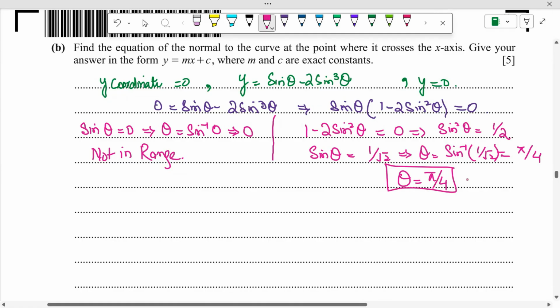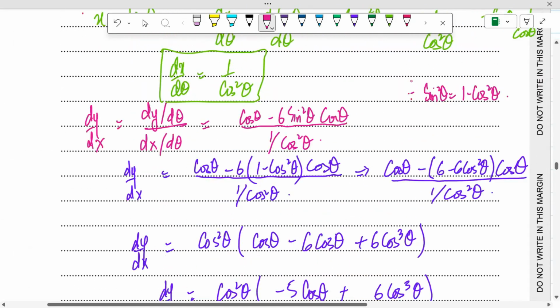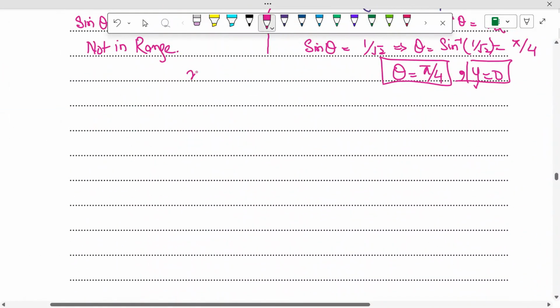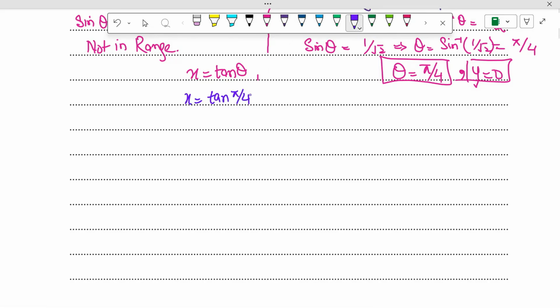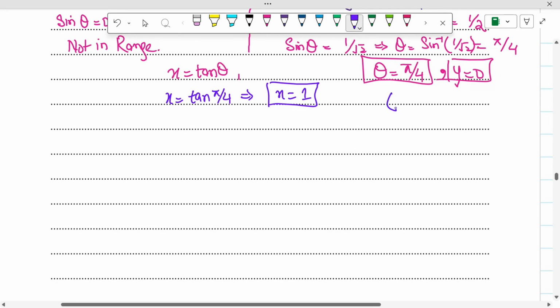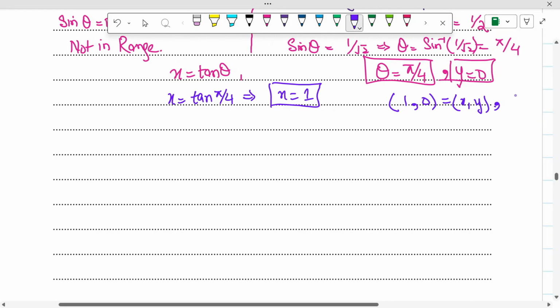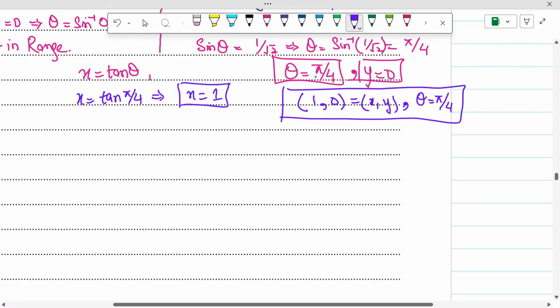So we have the y coordinate equal to 0, and we have theta, which is pi by 4. We need to find the value of the x coordinate. So the x coordinate can be calculated by using this equation, which is x is equal to tangent of theta. So plugging theta is equal to pi by 4, we will have x is equal to 1. So we have the point 1 comma 0, which is the x coordinate and y coordinate, and also we have theta, which is equal to pi by 4. Okay, this is the information we will use further.